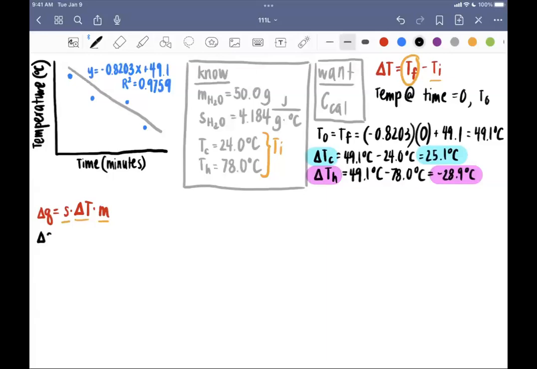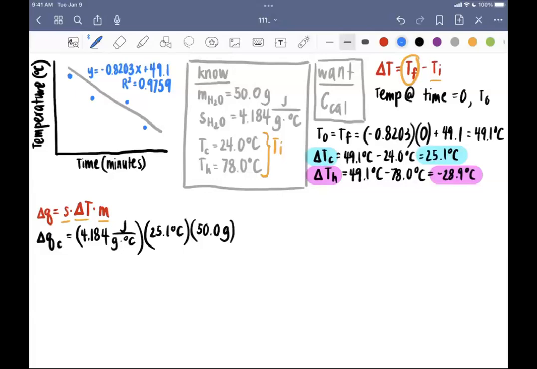So the change in heat for the cold water is equal to the specific heat, or 4.184 joules per gram times degrees Celsius, times the change in temperature for the cold water of 25.1 degrees Celsius, times the mass of the cold water sample, which was 50.0 grams. I always like to cancel units to make sure that we're on the right track.